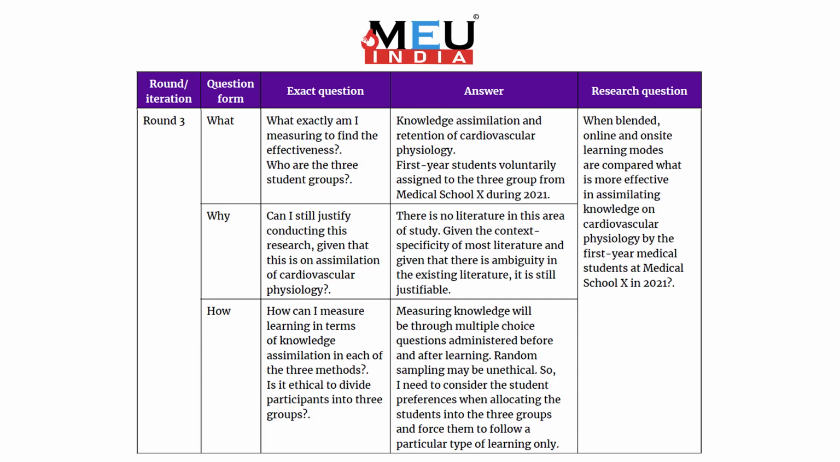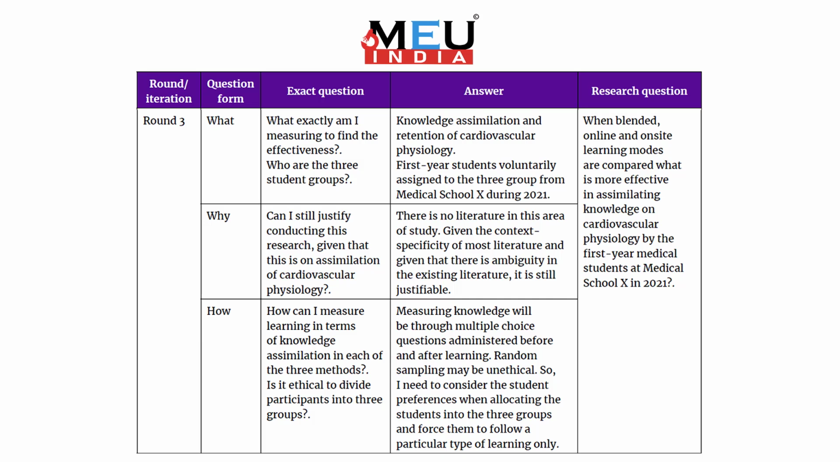Round 3. What exactly am I measuring to find the effectiveness? Knowledge assimilation and retention of cardiovascular physiology. Who are the three student groups? First-year students voluntarily assigned to the three groups from medical school during 2021. When blended, online, and on-site learning modes are compared, what is more effective in assimilating knowledge on cardiovascular physiology by the first-year medical students at medical school in 2021?